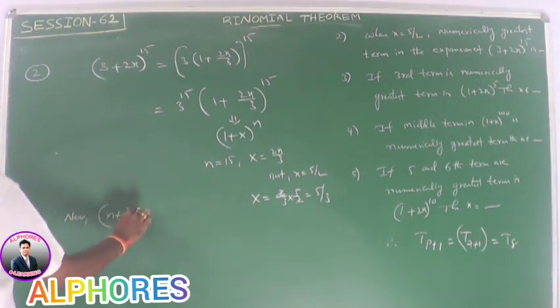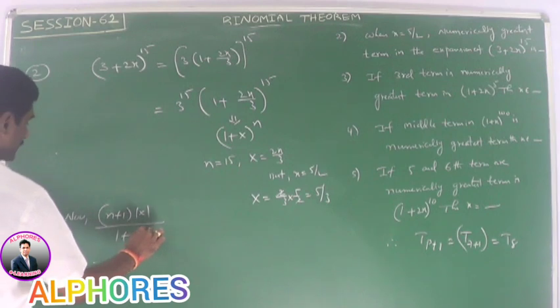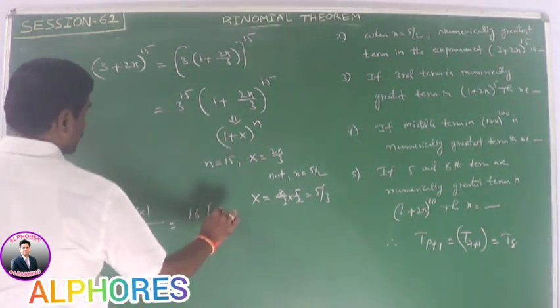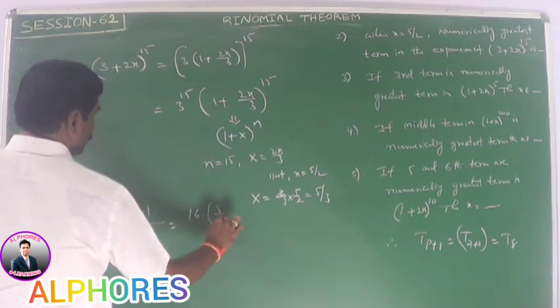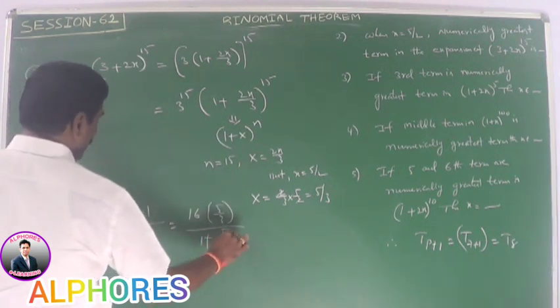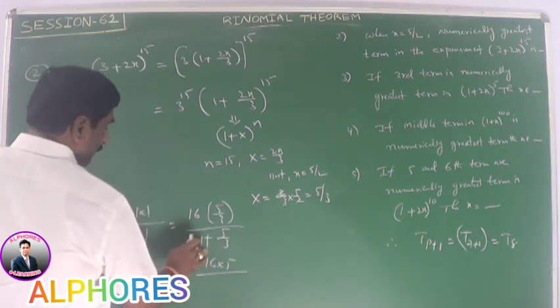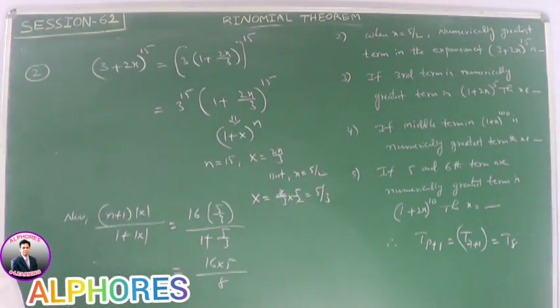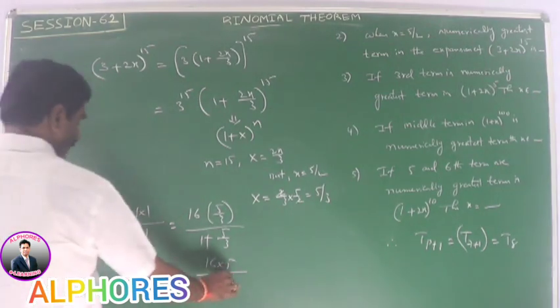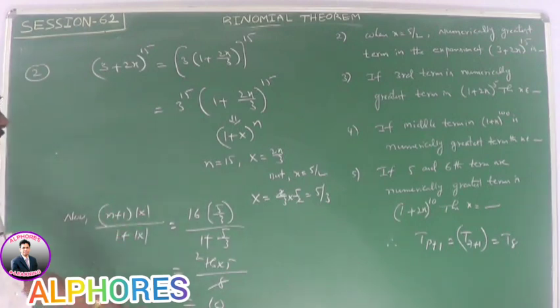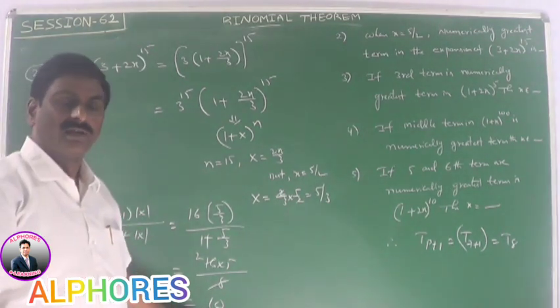Now n plus 1 into mod X by 1 plus mod X. What is the value of n? 15 plus 1 means 16, into mod X means 5 by 3, by 1 plus mod 5 by 3, which is 5 by 3. That is equal to 16 into 5 by 3 plus 5, which is 8. The 3 cancels, LCM is 3. Here how many times does it cancel? 2. That is equal to 10. Please observe this value.